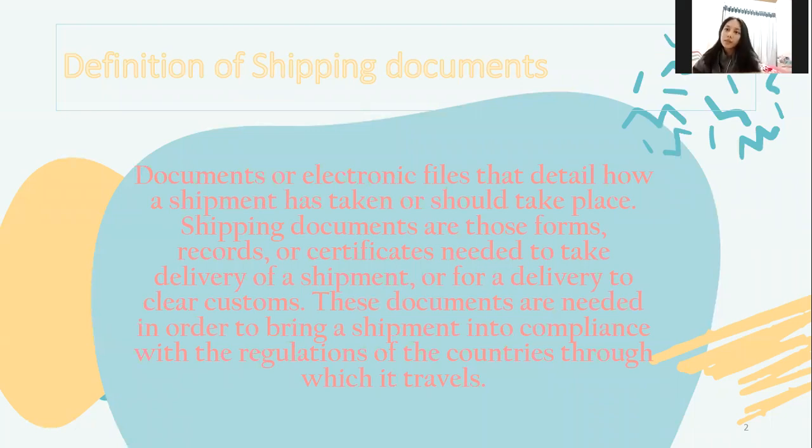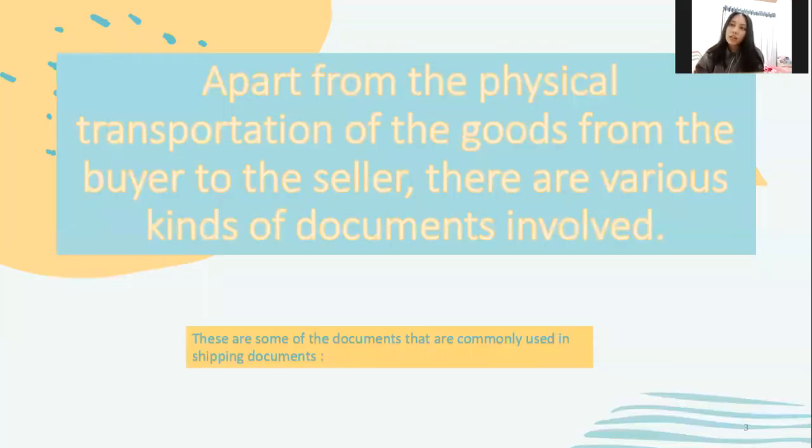What are shipping documents? Shipping documents are paper or electronic files that detail how a shipment has taken or should take place. Shipping documents are those forms, records, or certificates needed to take delivery of a shipment or for a delivery to clear customs. These documents are needed in order to bring a shipment into compliance with the regulations of the countries through which it travels. Next slide, please.